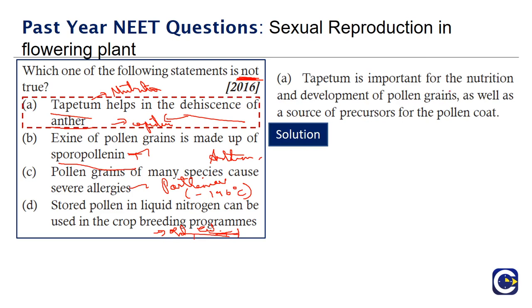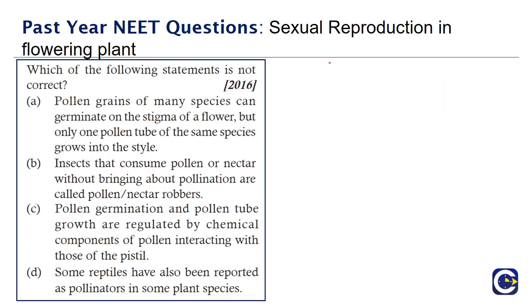So tapetum is important for nutrition and development of pollen grains, as well as a source of precursors for the pollen coat. So dehiscence of anther is by the epidermis. So moving on to the next question.